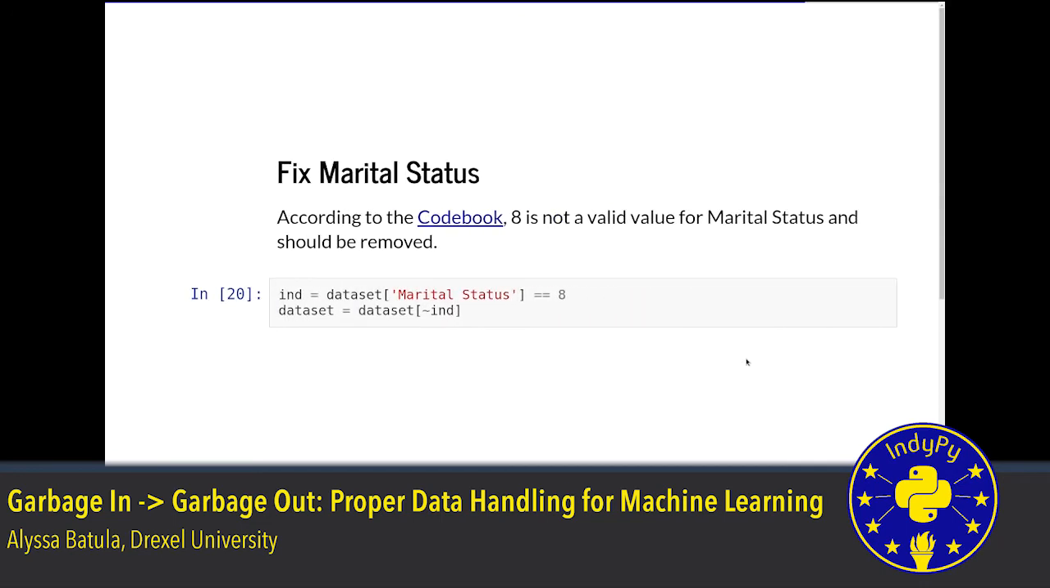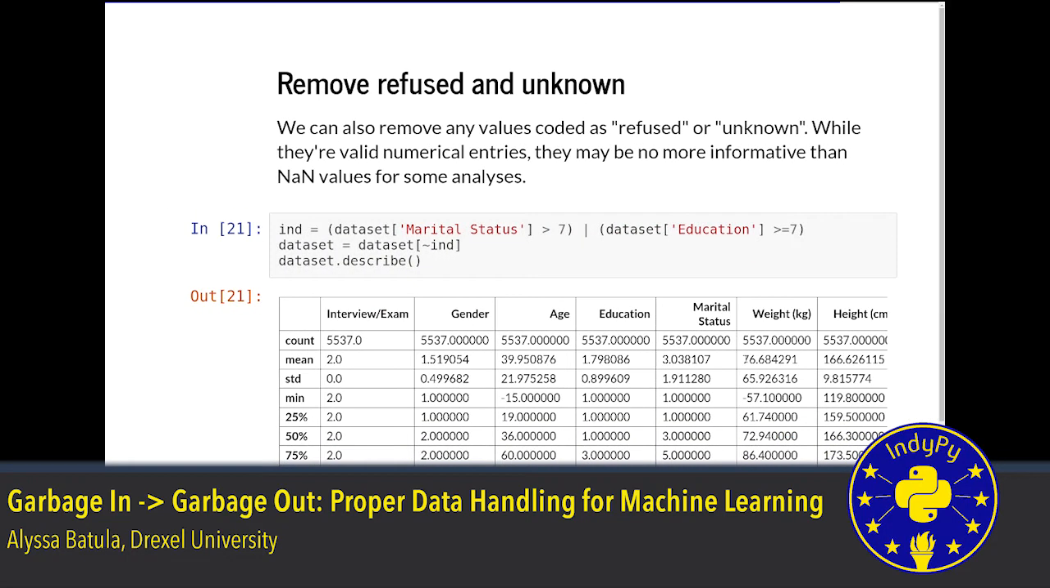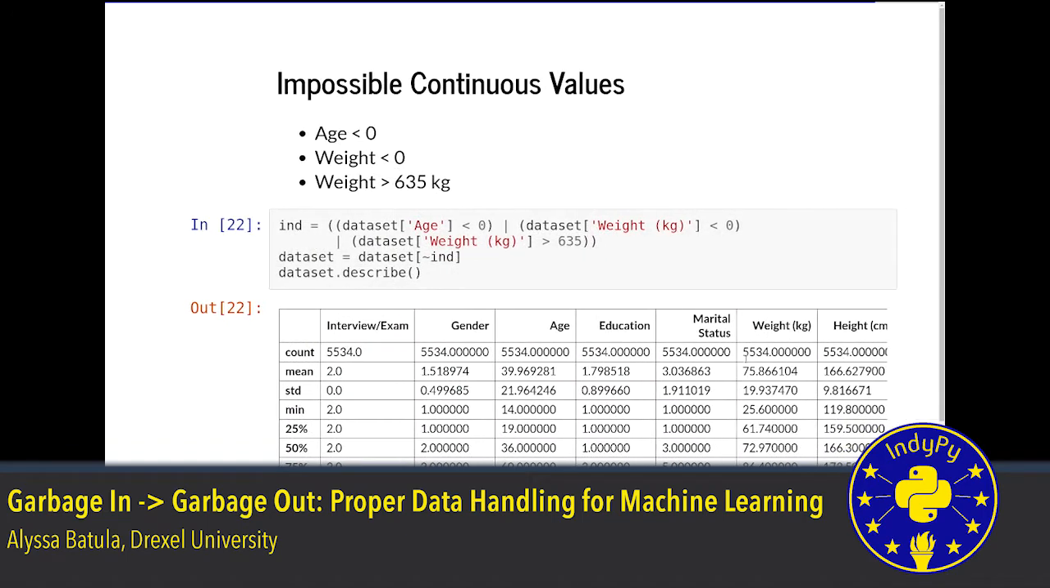We can also remove those refused and unknown. Like I said, in a lot of analyses, they don't necessarily mean anything. They're very similar to just not a number entries. We can get rid of those as well. And I'd mentioned continuous values, age and weight less than 0. Also, anywhere where the weight is greater than 635 kilograms, which Google says is the heaviest person on record. Figure anything higher than that is safe to get rid of.